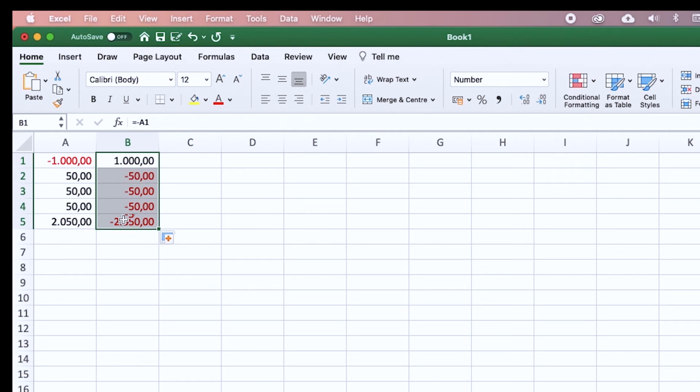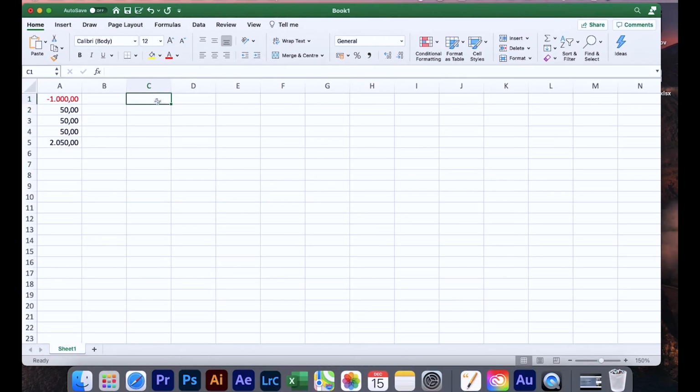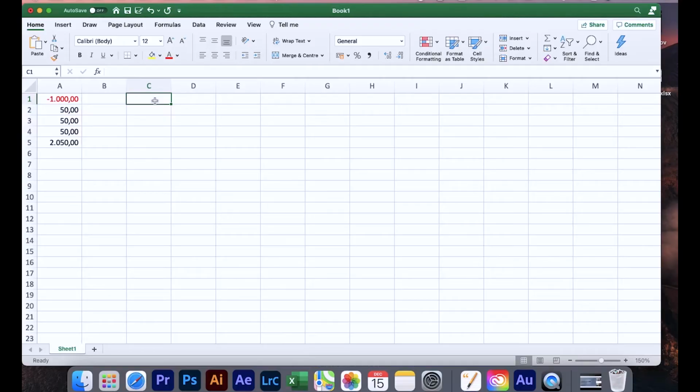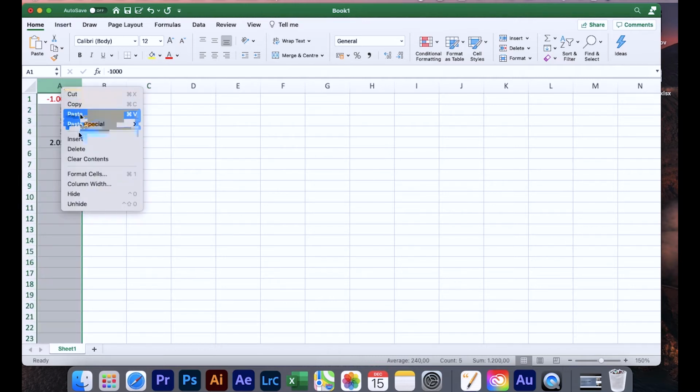What's important is to use opposite signs for outflows and receipts. Let's add another column to enter when these cash flows occur. Bonus tip: use this shortcut to have Excel complete a sequence of integer numbers.